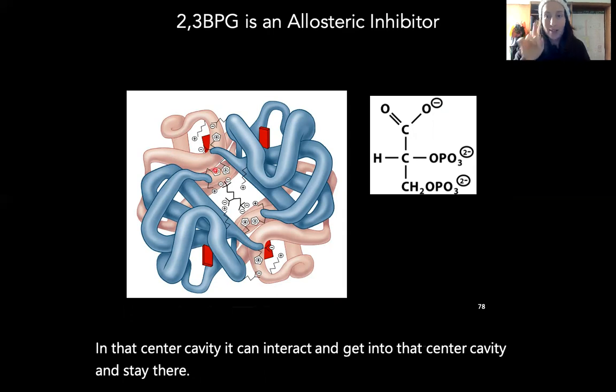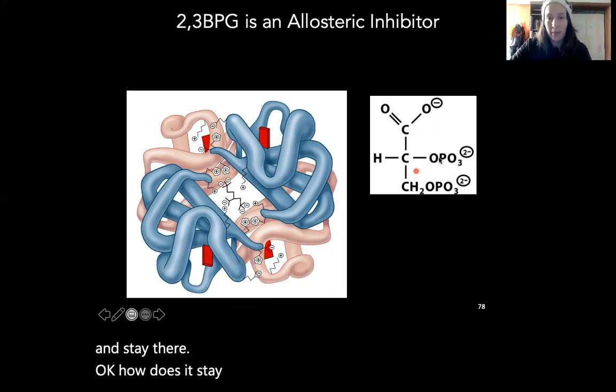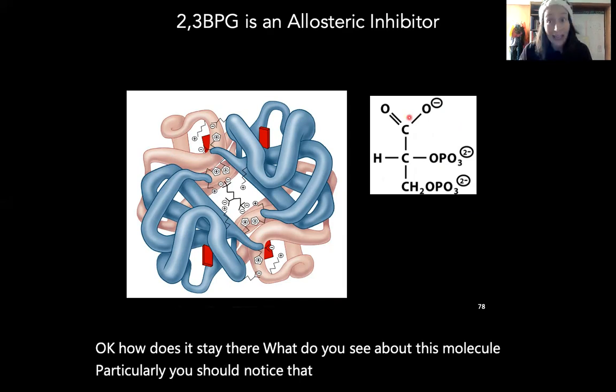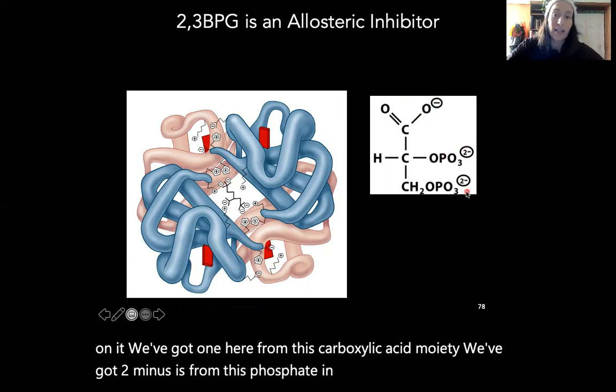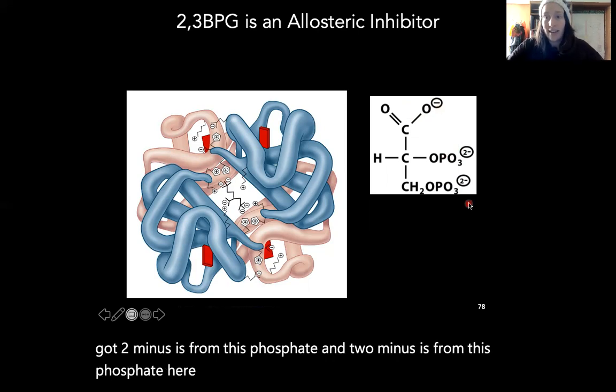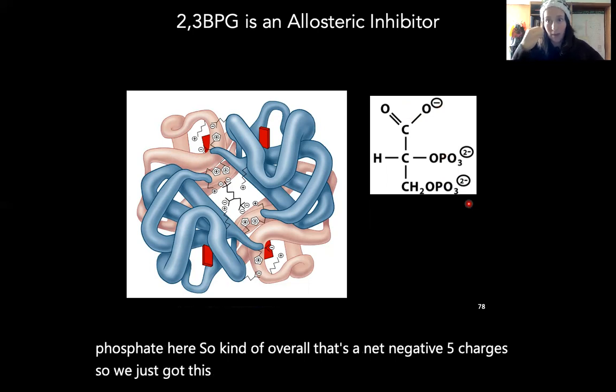Okay. How does it stay there? What do you see about this molecule particularly? You should notice that it has a lot of negative charges on it. We've got 1 here from this carboxylic acid moiety. We've got 2 minuses from this phosphate and 2 minuses from this phosphate here. So overall, that's a net negative 5 charges. So we just have this really negative small molecule.